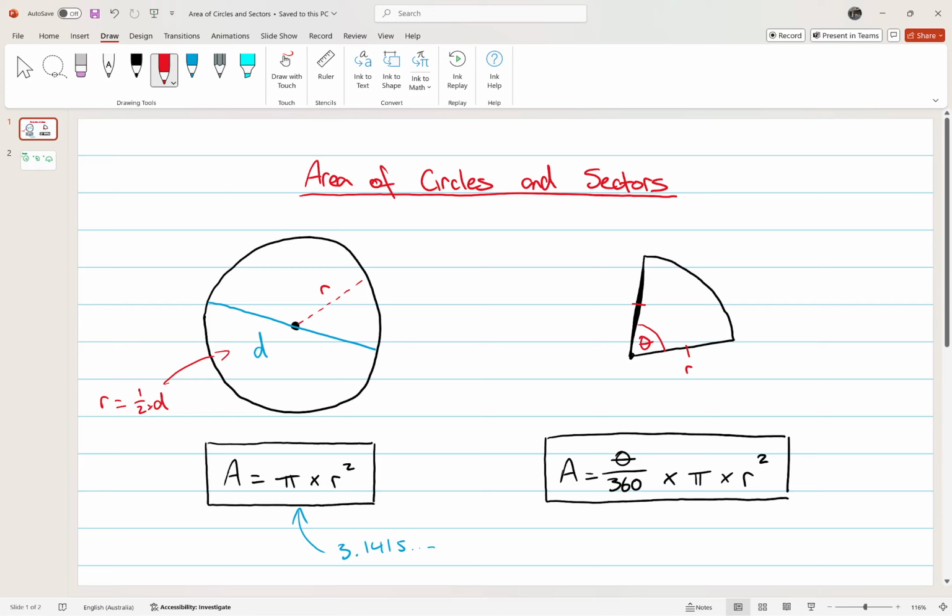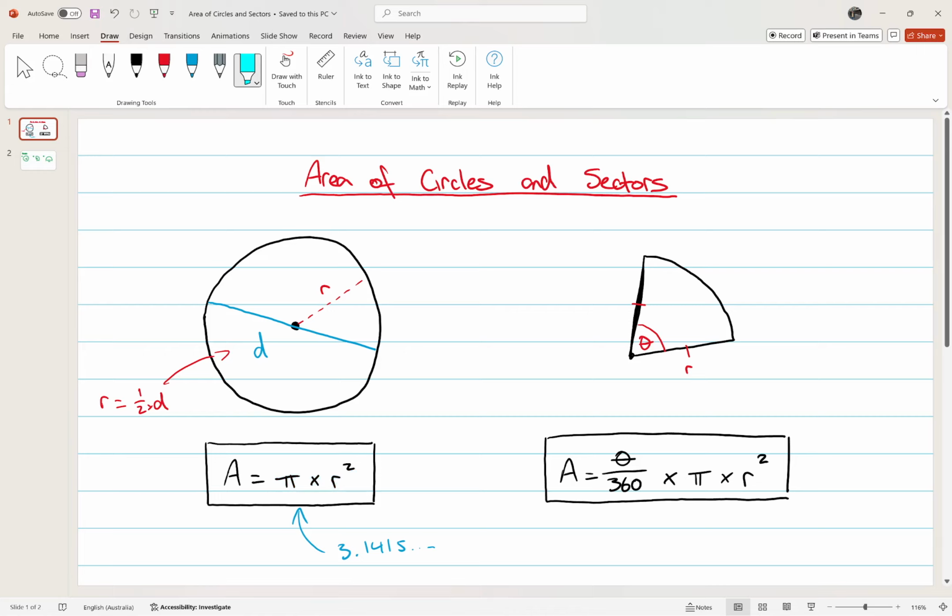So for example, if the diameter of a circle is 20 centimeters, we'd need to know that when we're applying this formula down here, area equals pi times r squared, we need to halve the diameter to find the radius first. We'll see that in an example in a second. But yes, the formula to find the area of a circle is pi times radius squared. Just put the radius in the calculator and you're good to go.